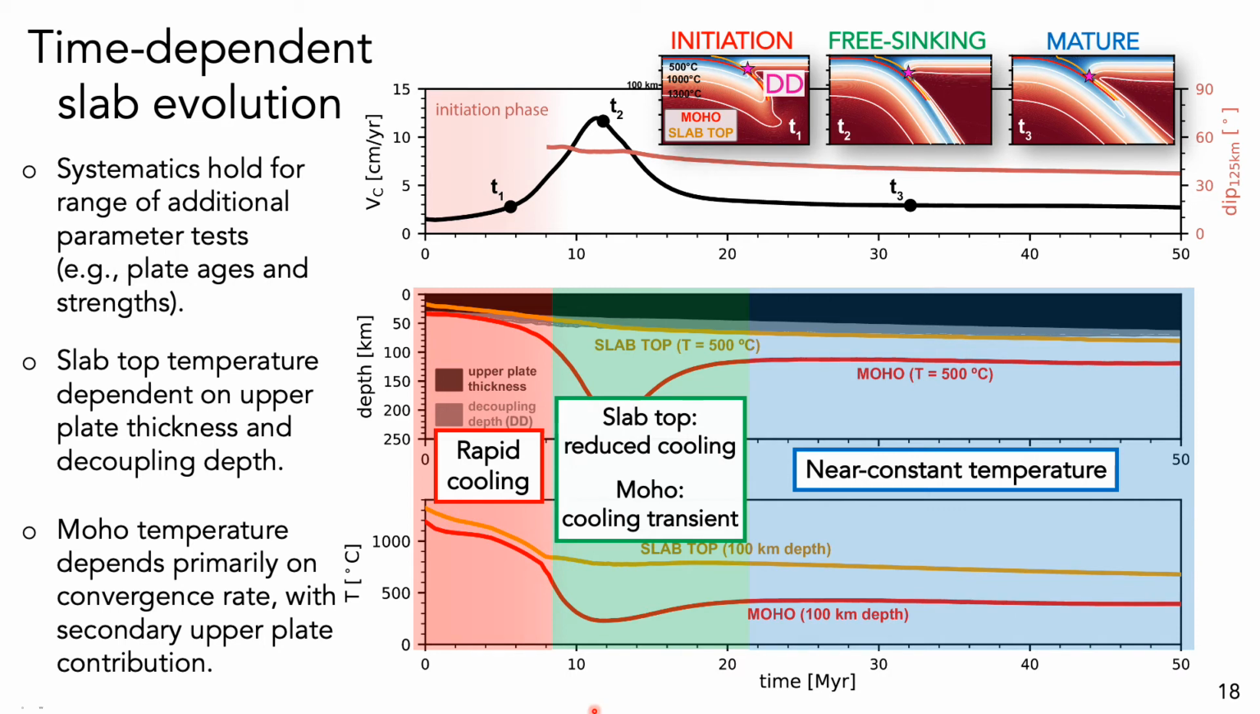But what is more interesting is that when you couple these links with a dynamically evolving slab, we get these thermal phases which emerge self-consistently. So again, we have rapid cooling during the initiation phase. During the free sinking phase, the slab top cools less rapidly, whereas the Moho has this quite extreme cooling transient. And then during the mature phase, temperatures become more constant.